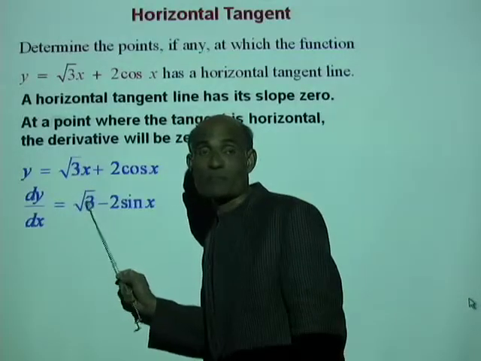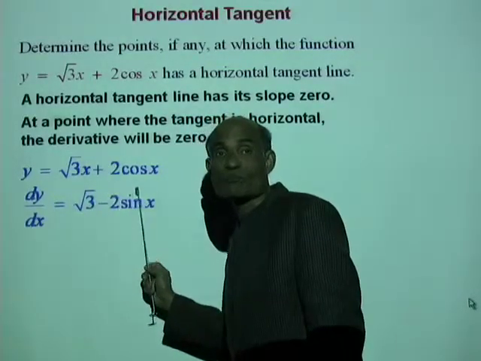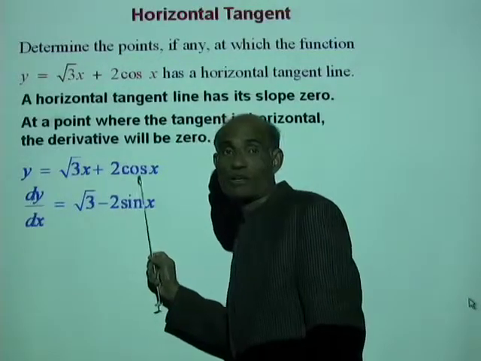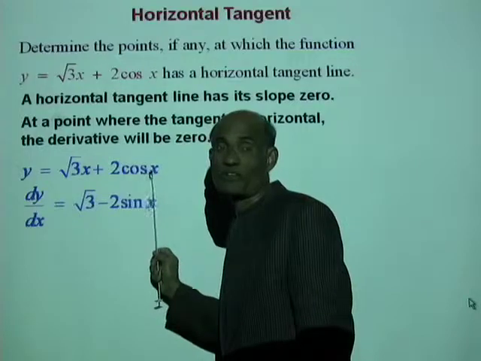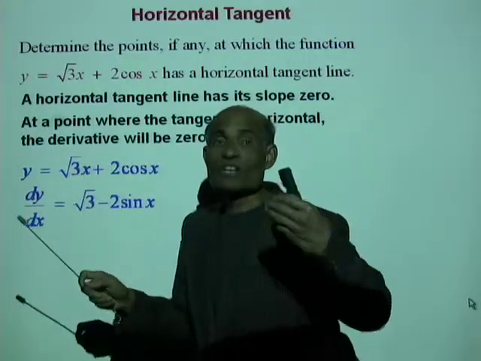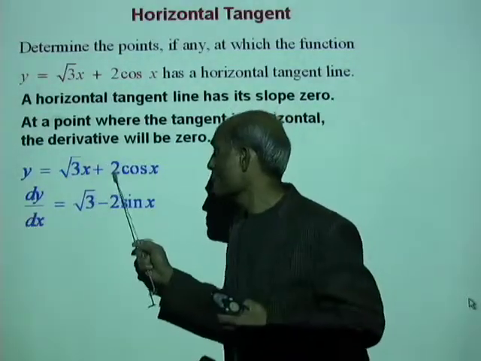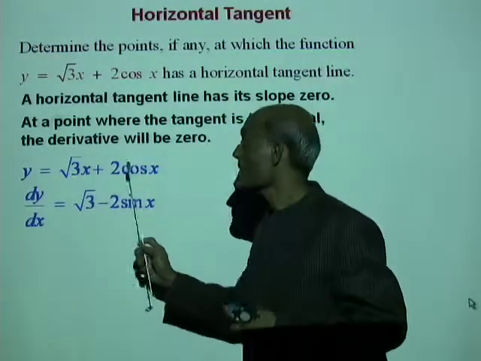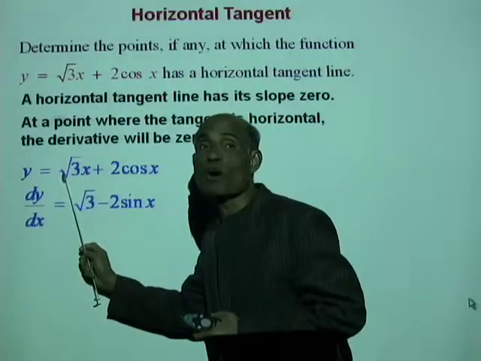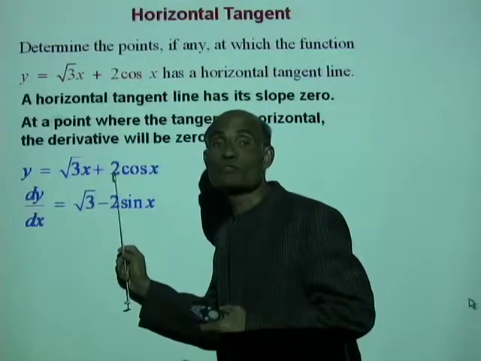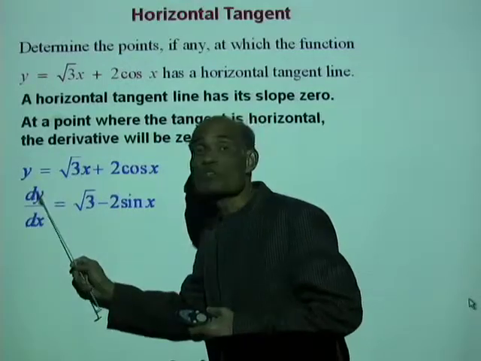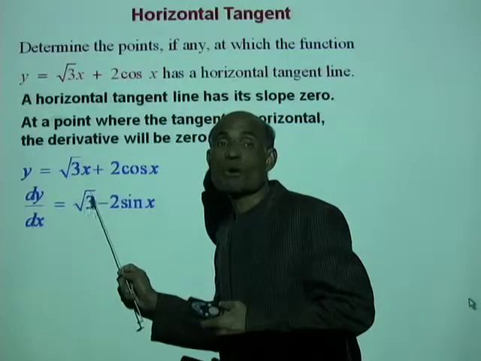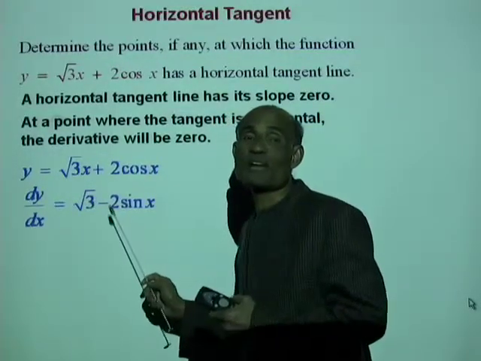So what is the derivative of square root 3 times x? The square root 3. And what is the derivative of 2 cos x? If you leave the 2 alone and find the derivative of cos x, the derivative of cos x is negative sin x. The derivative of 2 cos x is negative 2 sin x. So, if y equal to square root 3 times x plus 2 cos x, the derivative with respect to x, or dy by dx, is square root 3 minus 2 sin x.